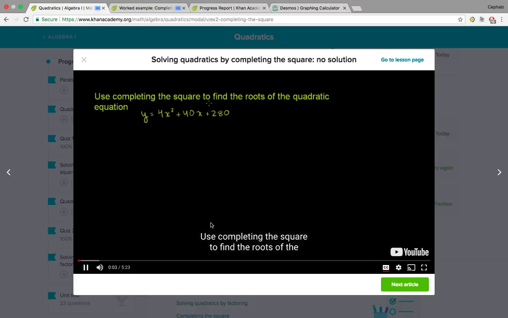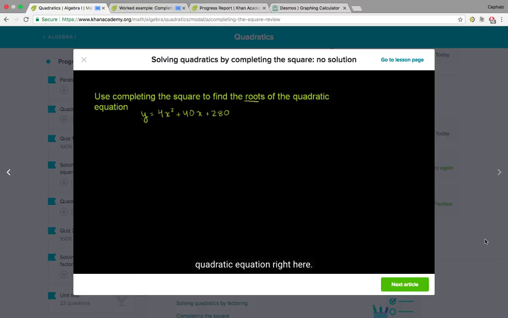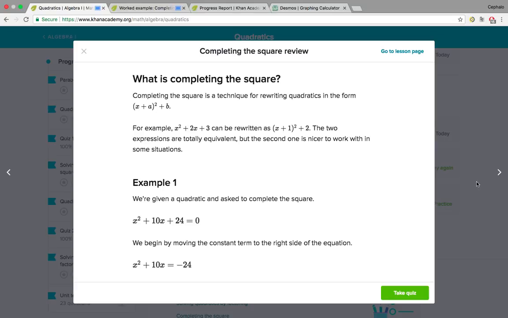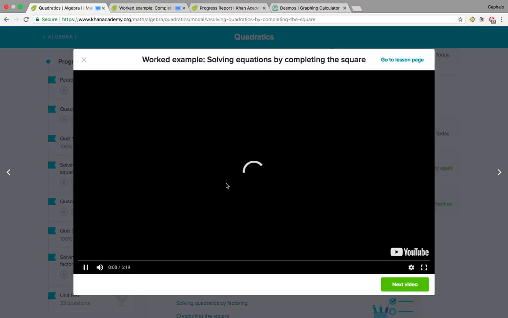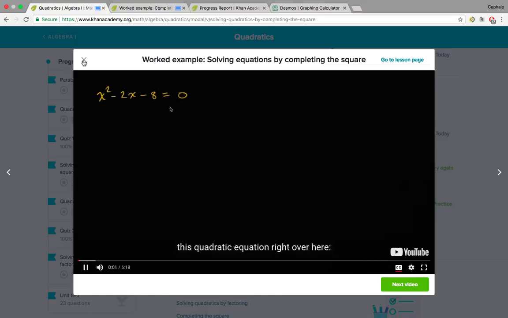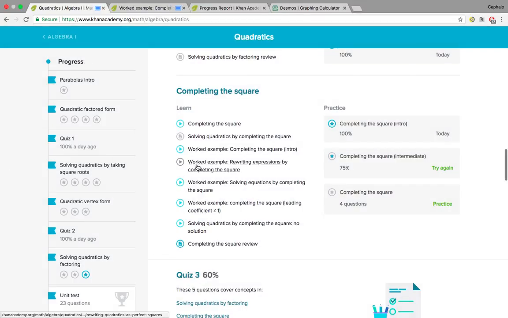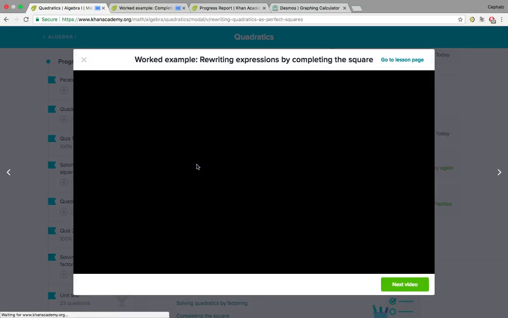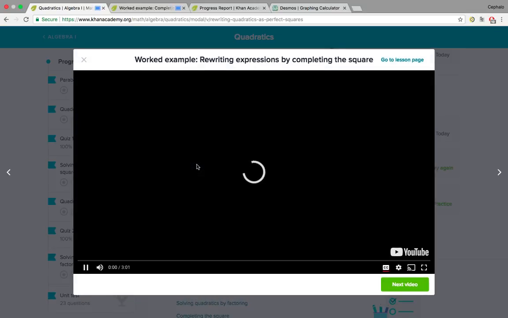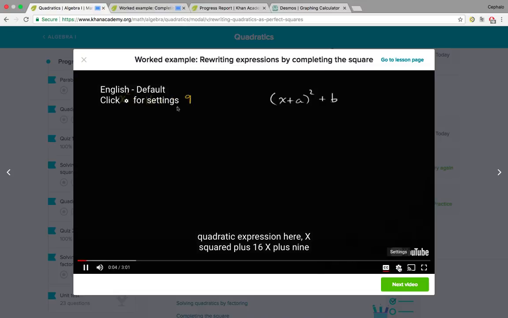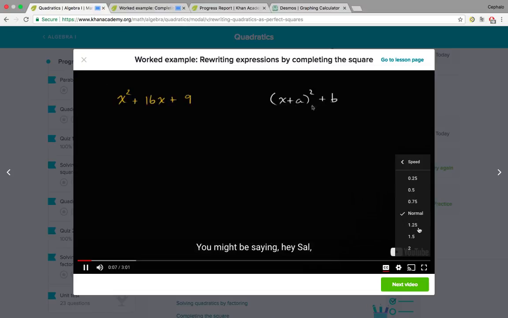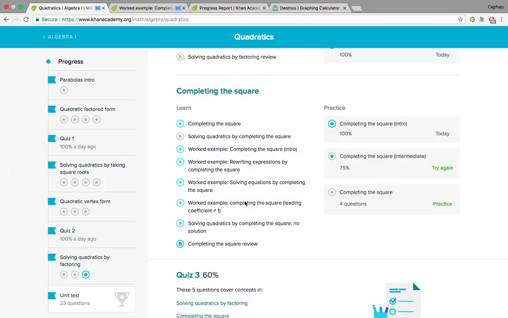Completing the square to find the roots of the quadratic equation. That's not what I want. Oh. So let's see if we can solve this quadratic equation right over here. Let's see if we can take this quadratic expression here, x squared plus 16x plus 9, and write it in this form. And you might be saying, hey, Sal, why do I even need to worry about this? And one, it is just good algebraic practice to be able to do things.